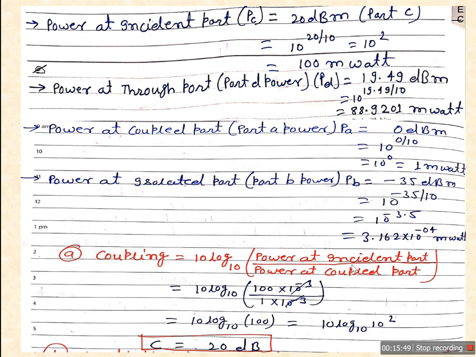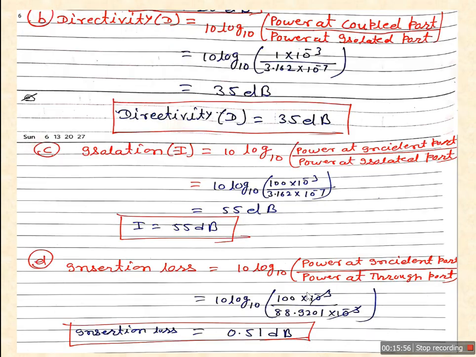Coupling as a formula is power at the incident port upon power at the coupled port. Then it gives 20 dB. Directivity is power at the coupled port upon power at the isolated port, which gives 35 dB. Isolation is power at the incident port upon power at the isolated port. Put the formula here and find it properly. It gives 55 dB. Insertion loss is power at the incident port upon power at the through port, and it gives 0.51 dB. Insertion loss is very less. Ideally it must be 0.